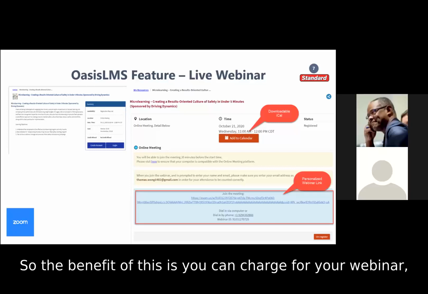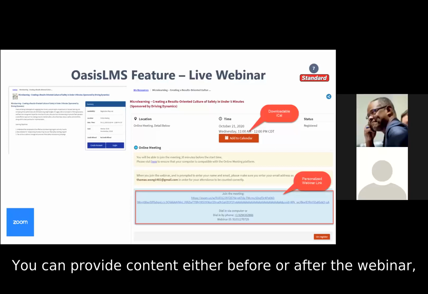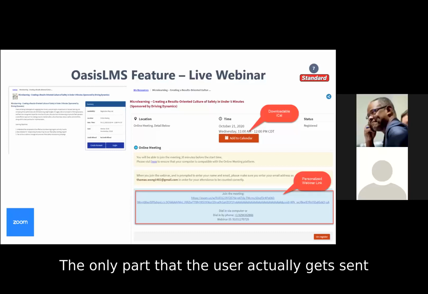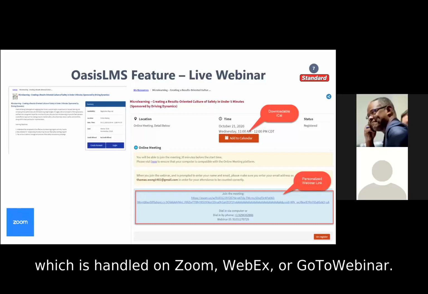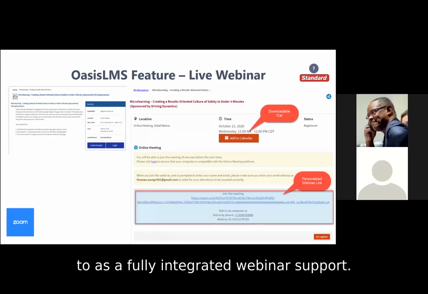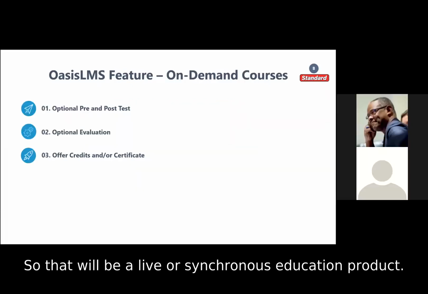So the benefit of this is you can charge for your webinar if you want. You can collect surveys, evaluations. You can provide content either before or after the webinar, all directly within the learning management system. The only part where the user actually gets sent to the webinar platform is during the webinar, which is handled on Zoom, WebEx, or GoToWebinar. So this is what we refer to as fully integrated webinar support. That would be a live or synchronous education product.